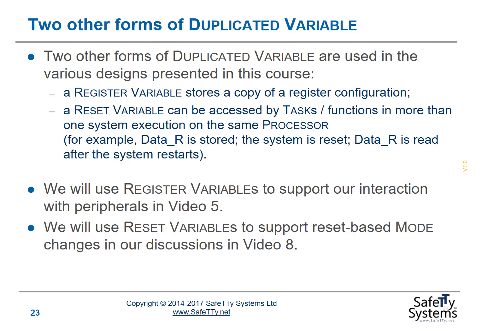Two other forms of duplicated variable are used in the various designs presented in this course. Register variables store a copy of a register configuration. Reset variables can be accessed by tasks or functions in more than one system execution on the same processor. For example, we might store the data, reset the system, and read the data after the system restarts.